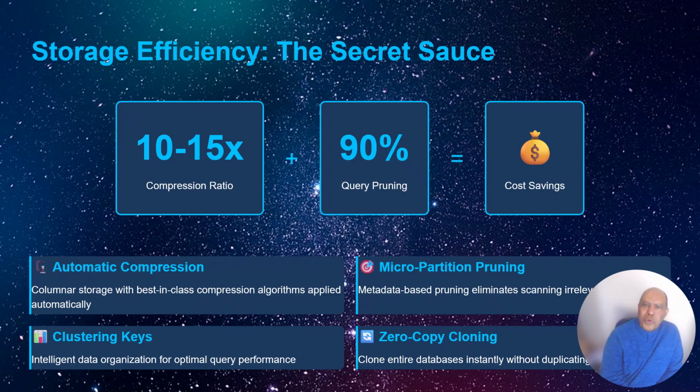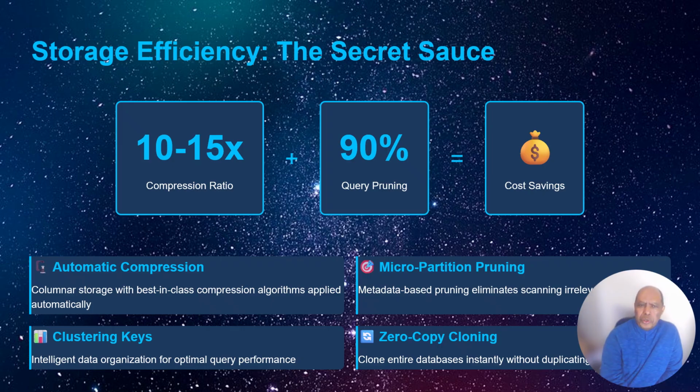Now, let us talk about why Snowflake storage is so incredibly efficient. The numbers here are impressive and have real business impact. At the top, you see the formula: 10 to 15 times compression plus 90% query pruning equals massive cost savings. Let me break this down.